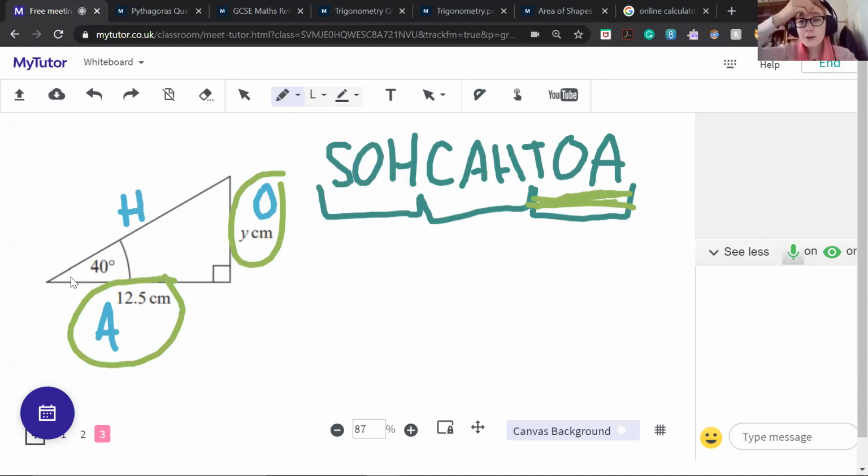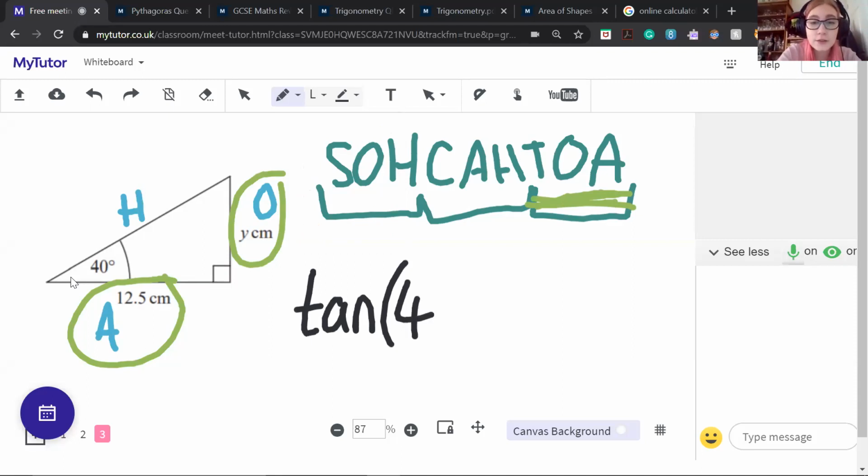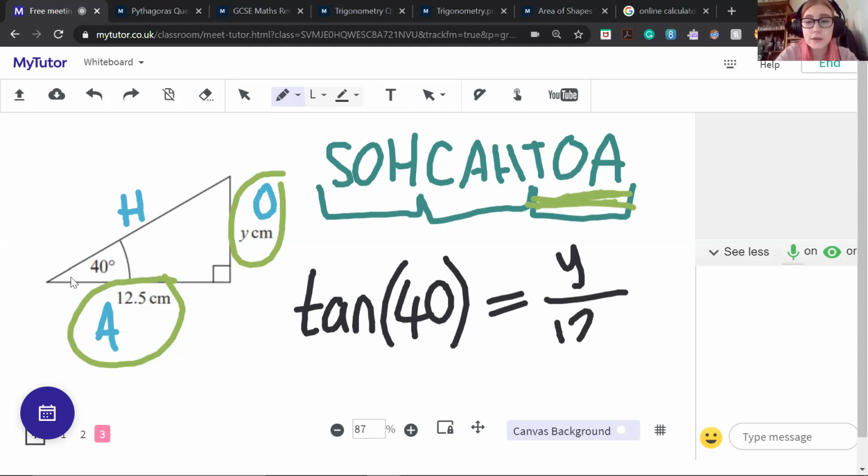So we're going to write out, regardless of where Y is, even though Y is not the angle, the same equation. Trig value of the angle equals 1 over 2. So trig value, tan, of the angle, so the angle, remember, that we're looking at is 40, equals 1 over 2. So Y over 12.5, because it's the opposite over the adjacent. And hopefully that makes sense.